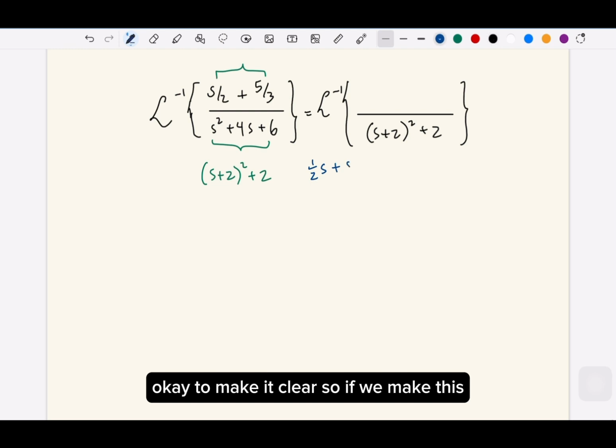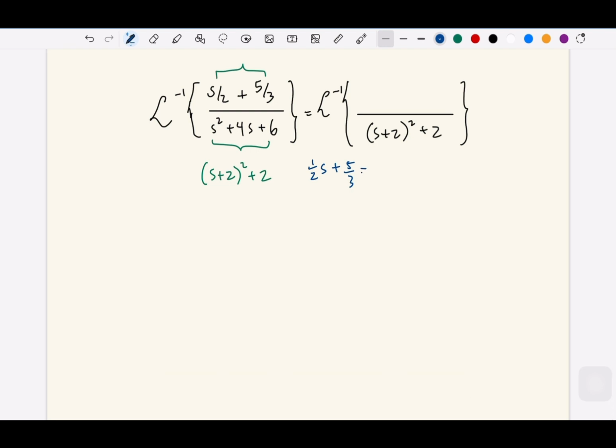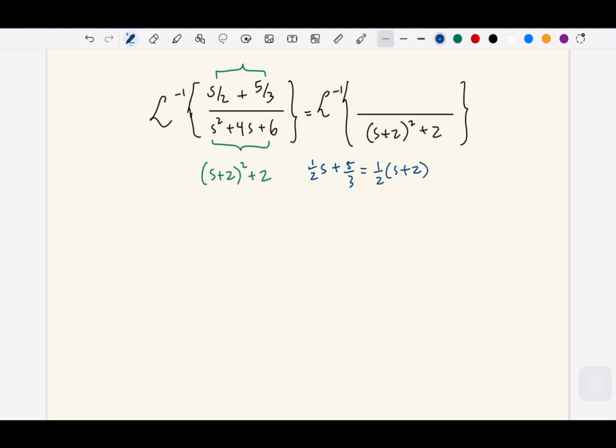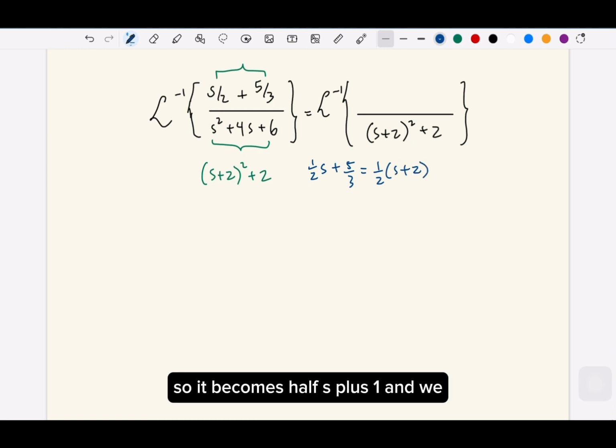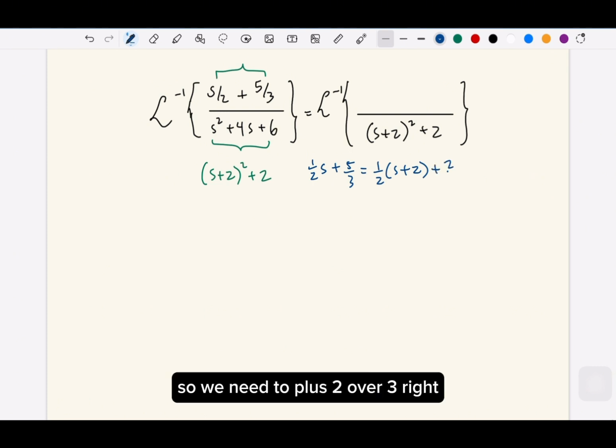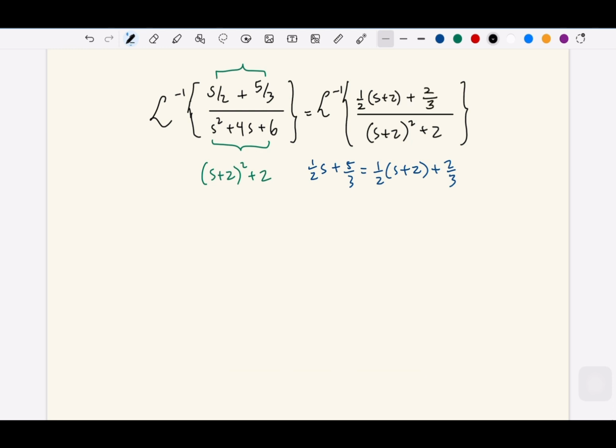So if we change s to s plus 2, it becomes half s plus 1, and we need to make it into 5/3. So we need to add 2/3, right? So let's change the numerator with this: half s plus 2 plus 2/3.